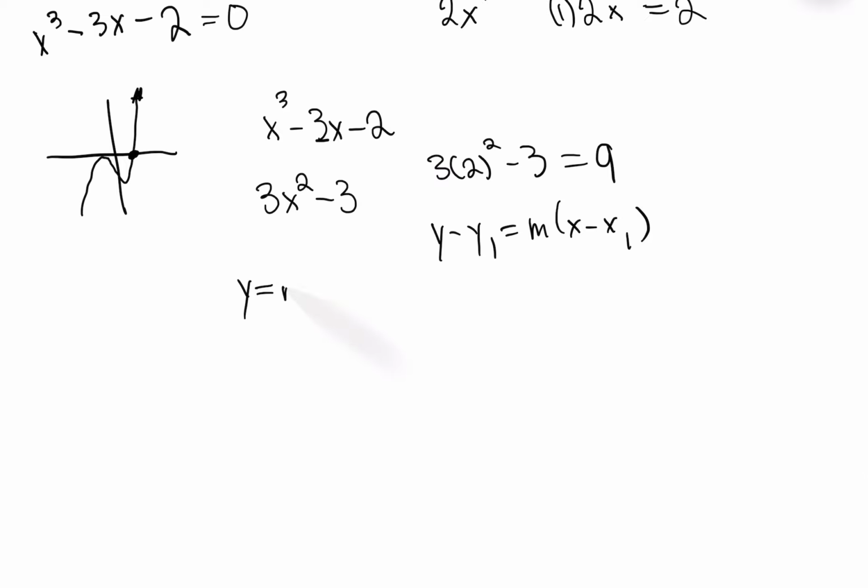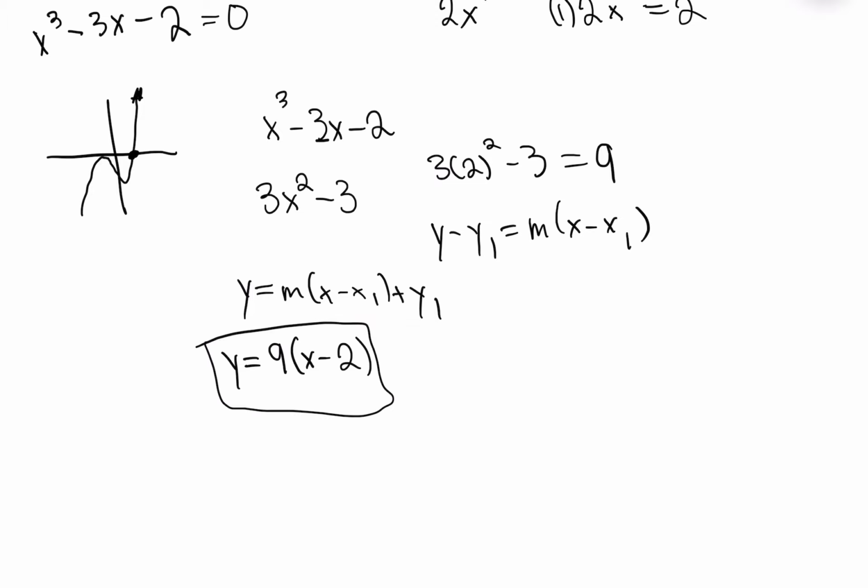Okay, we plug in 9 for m. We plug in 2 for our x, and that's our x value, and 0 for the y, and we get y is equal to 9x minus 18. And if you plug this in a calculator, you'll realize that this formula is completely tangent to the point x equals 2 on this function. Now, to me, that is very interesting.